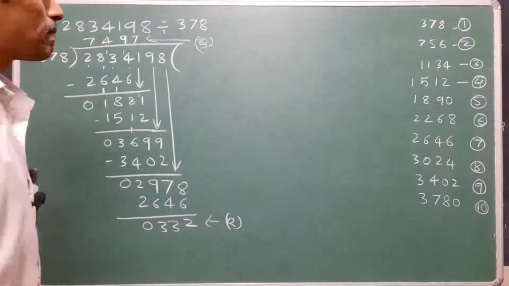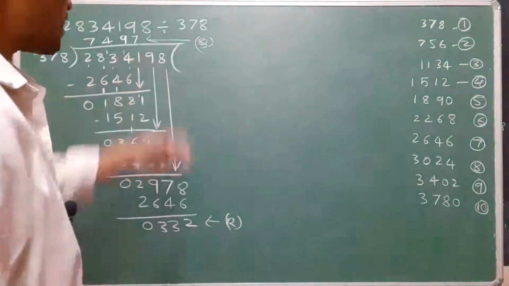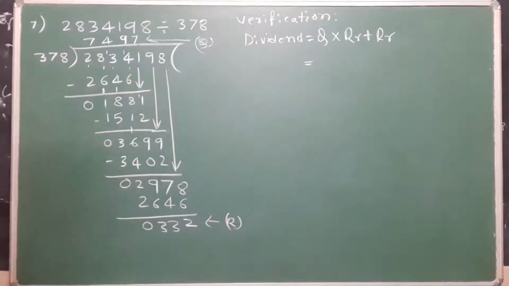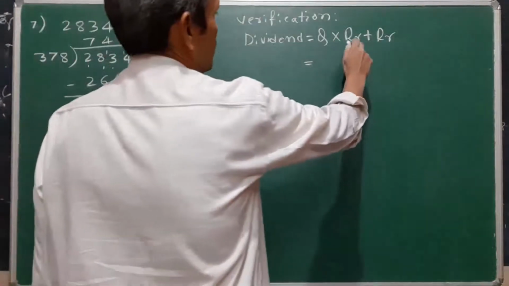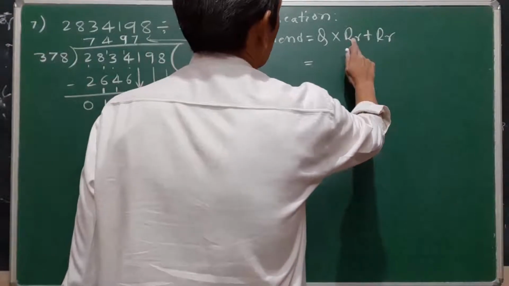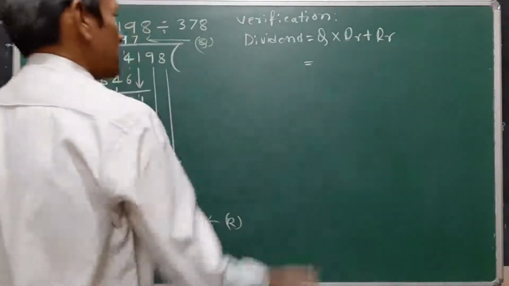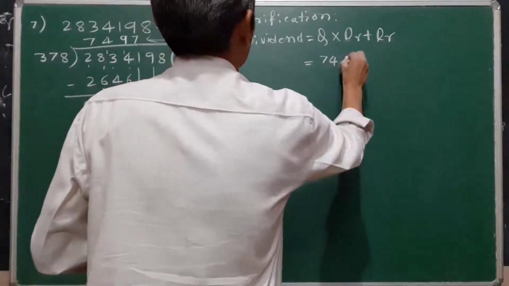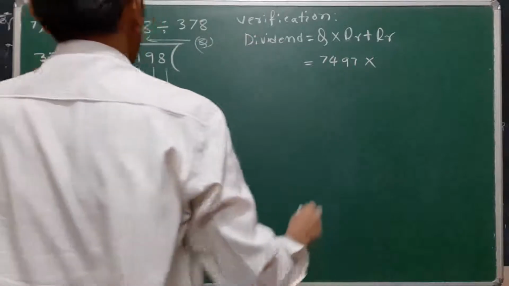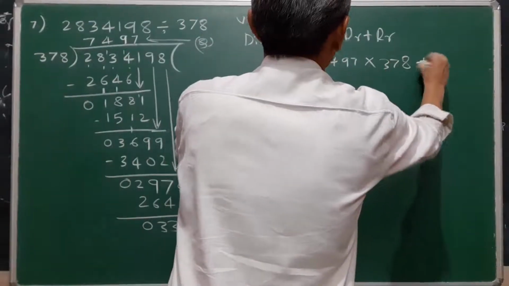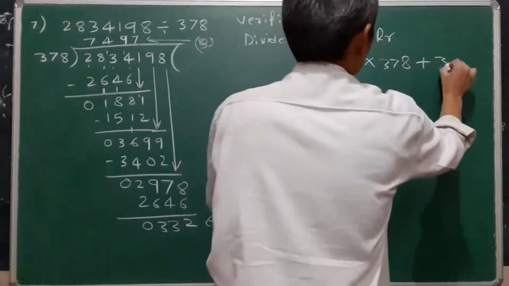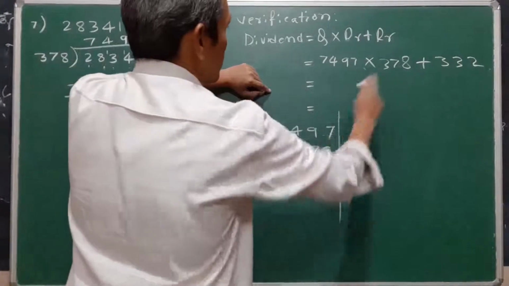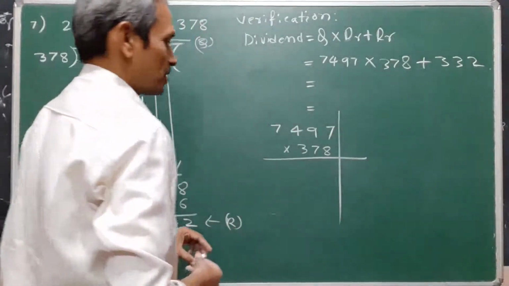Now we will verify this result. Verify this quotient and remainder by using this formula: dividend is equal to quotient into divisor plus remainder. Quotient is 7497. Divisor is this one, 378, plus remainder is 332. We will multiply these two, quotient and divisor.